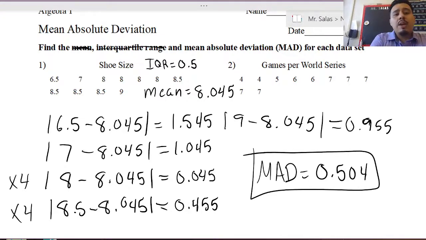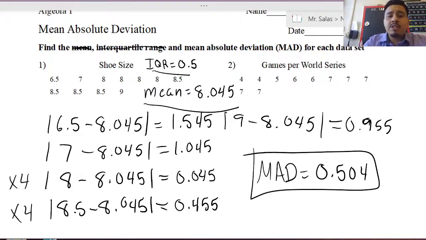So now we have the mean, the IQR, or interquartile range, and the mean absolute deviation. We are done with this problem. Go ahead and find the mean absolute deviation for numbers 2 through 4.